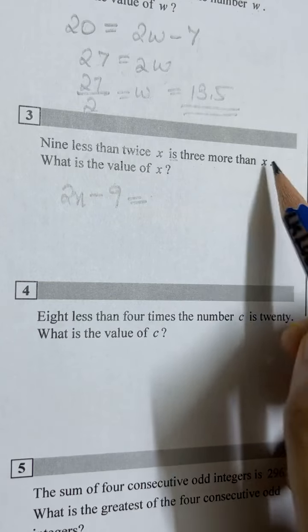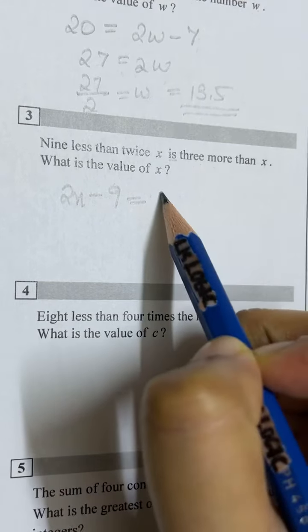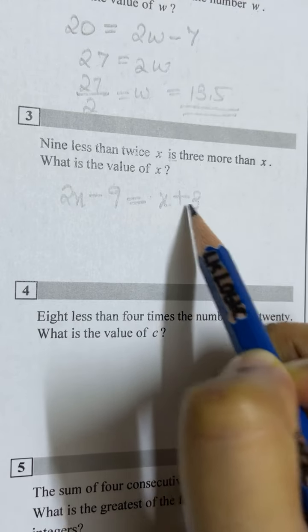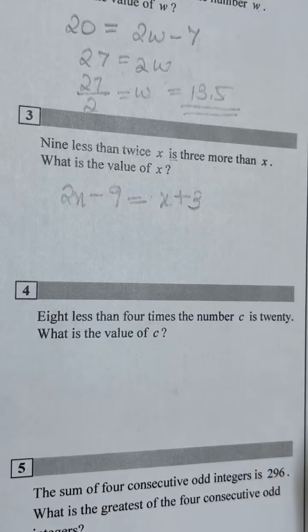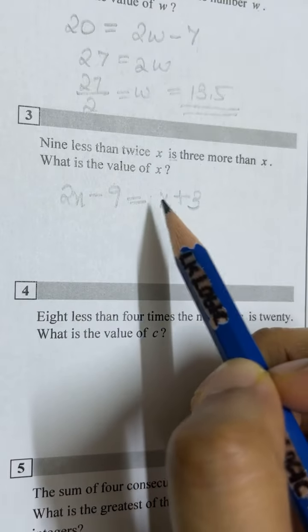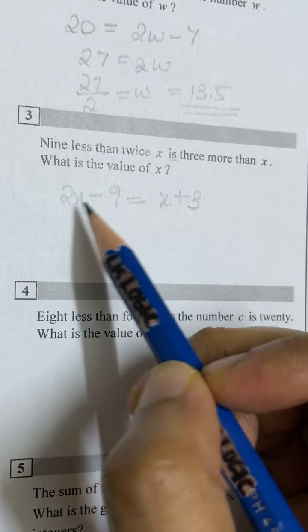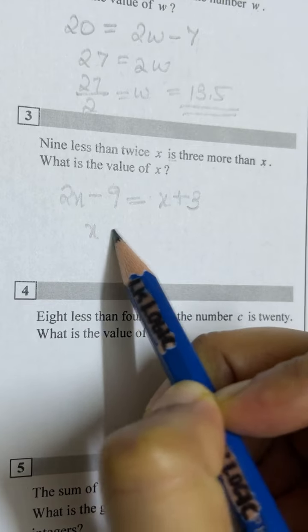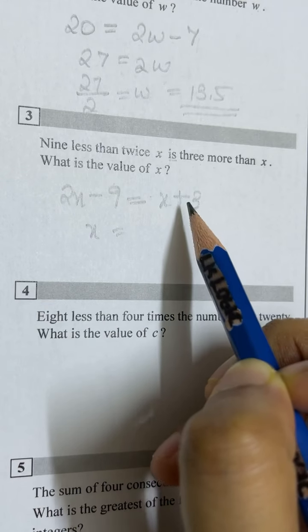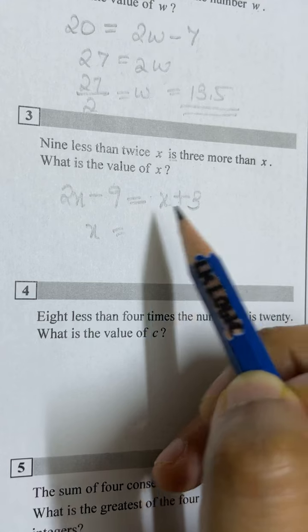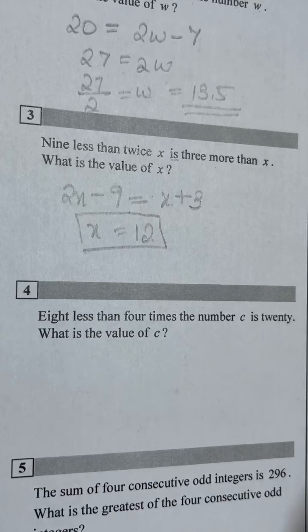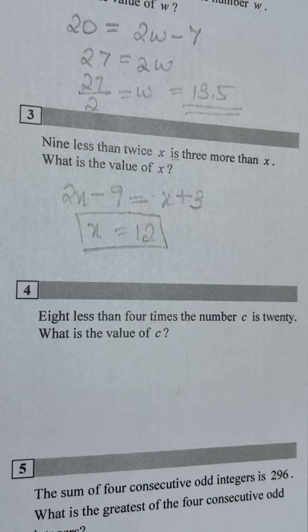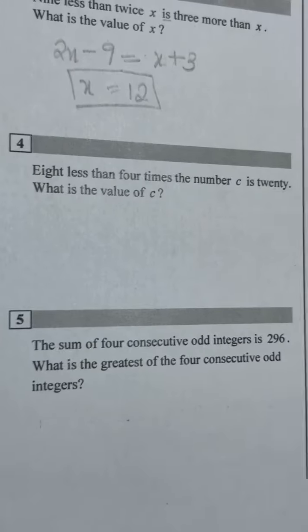3 more than something. So that is x, and 3 more means you need to add 3. Now we have constructed an equation. We are going to solve for x. So we have 2x, and when I bring this x this side, we have 2x minus x. That will become x is equal to, bring 9 this side, that means 3 plus 9 will give you 12. That's your answer in one step. Finished.